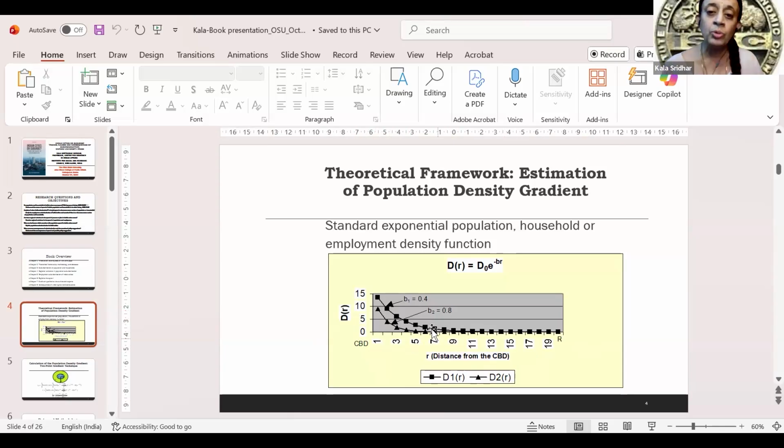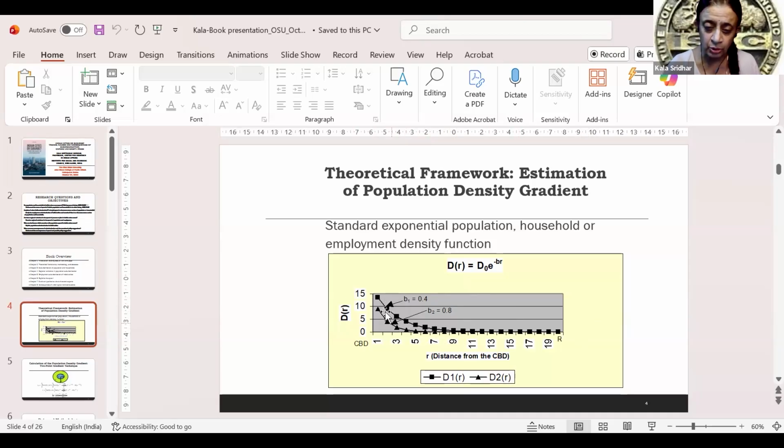So now, how do we define suburbanization in this book? This is a process which is called B suburbanization. That is a process by which there is a gradual decline in the slope of this density function, which means that there is a decline in the absolute value of the slope of this function.